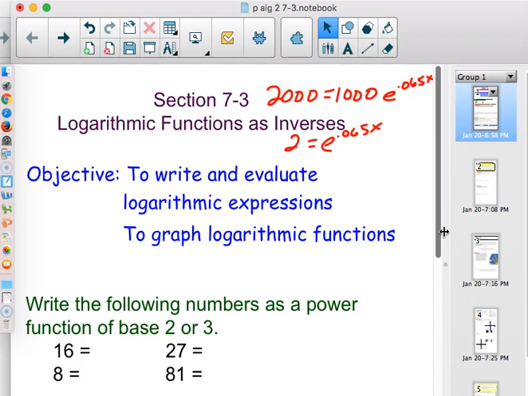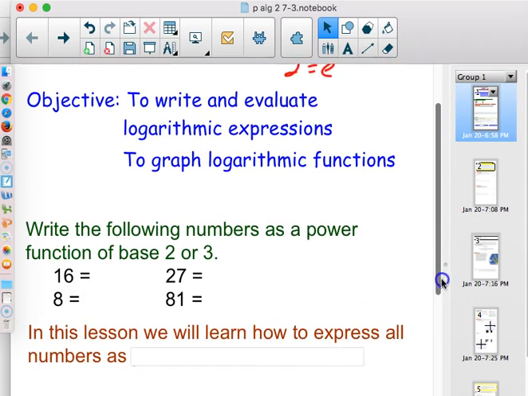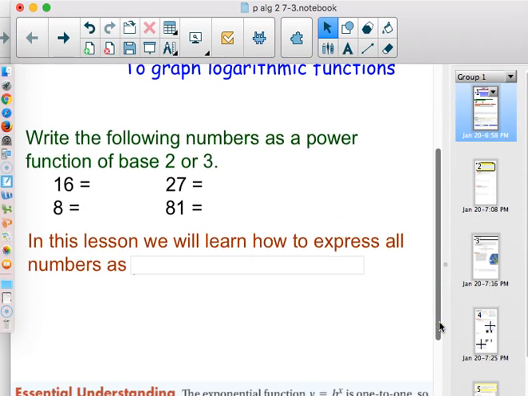And we probably won't get to graphing. We'll have to do that one tomorrow. But this will be enough for today because once we get this set in our minds, things will go very well. So what we want to do to start with is write the following numbers as a power function of either base 2 or 3. Now that means we're going to write it as 2 to the something or 3 to the something.